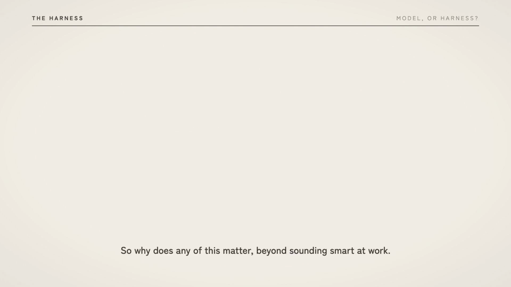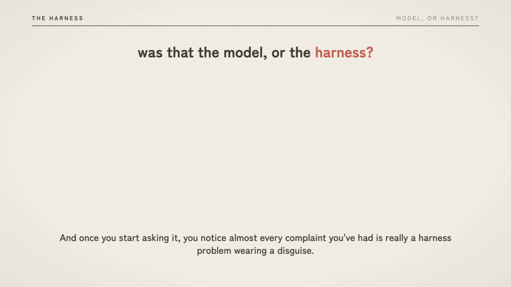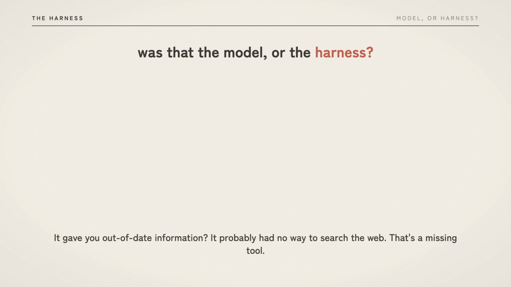So why does any of this matter beyond sounding smart at work? It matters because of one question you can now ask every time an AI tool disappoints you. Was that the model, or was that the harness? And once you start asking it, you notice almost every complaint you've had is really a harness problem wearing a disguise. It gave you out-of-date information. It probably had no way to search the web.